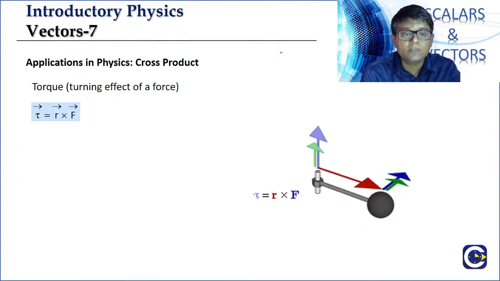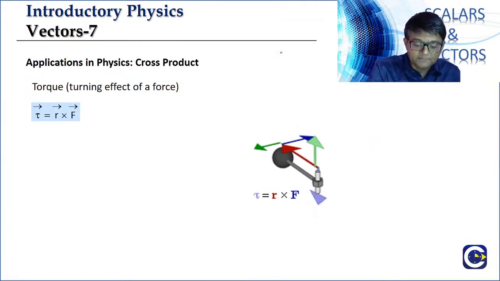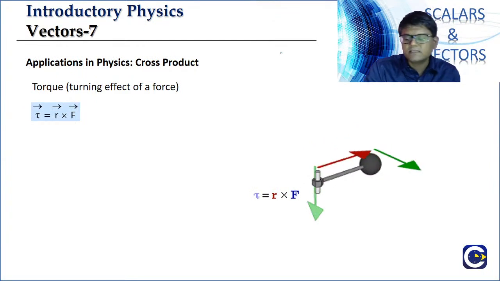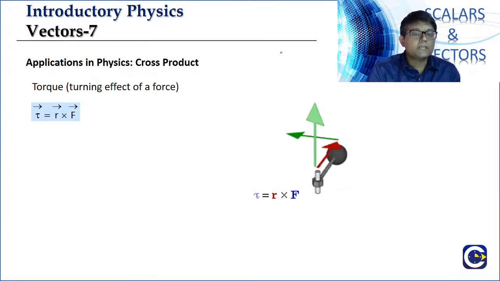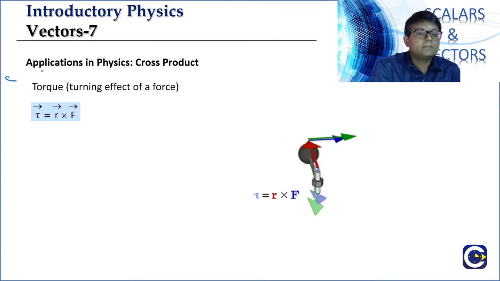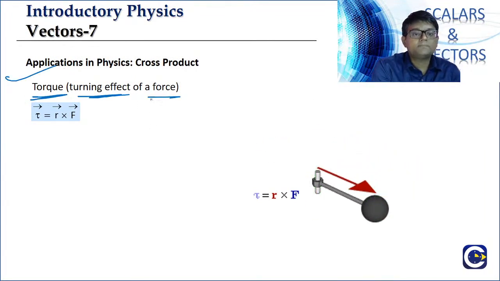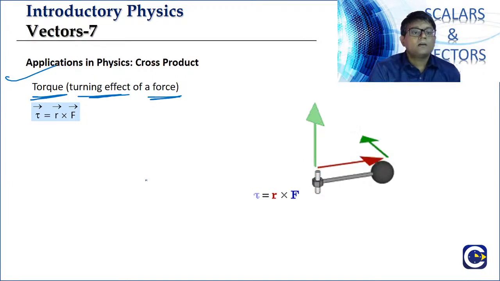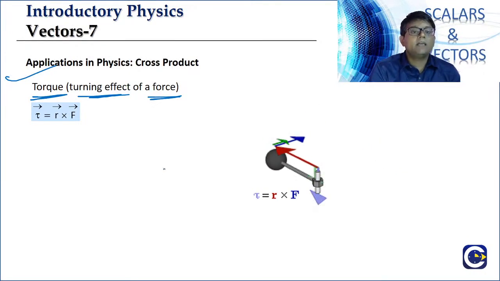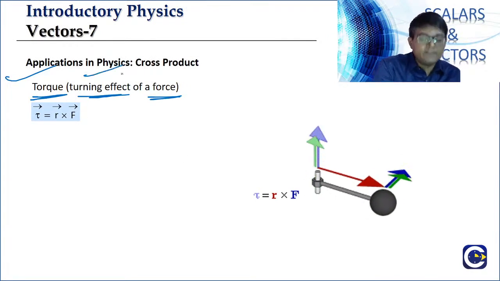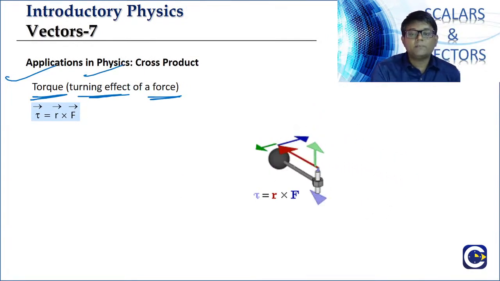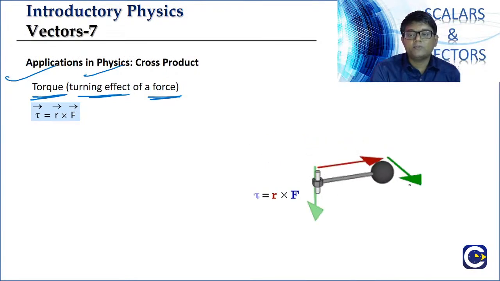I'll show you one of the applications in physics. This is an application we have for the cross product in physics. Look at this. The torque that is given by force. Torque is called what? Turning effect.